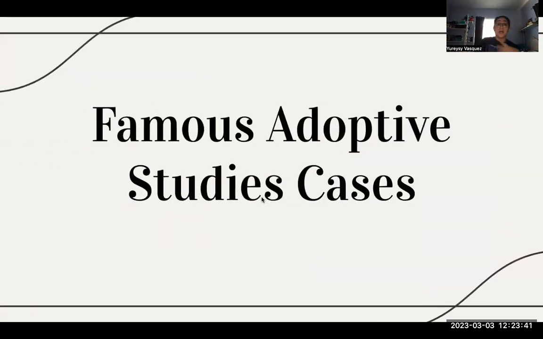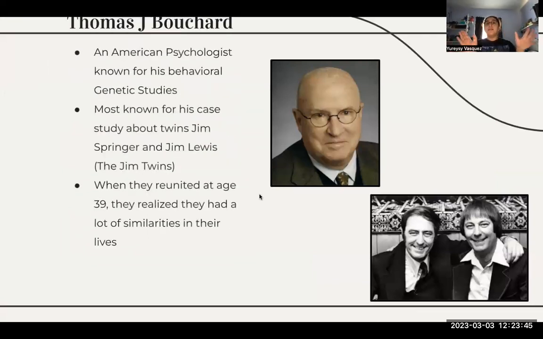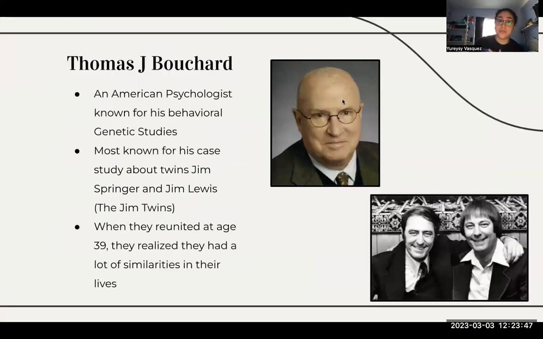So here are some famous adoptive study cases. There was a really famous study done by an American psychologist known as Thomas J. Bouchard. He was born in the 1930s. He studied genetic behavioral studies most of his life, and he did a lot of adoptive studies. But one of the most famous ones was with Jim Springer and Jim Lewis, the Jim twins. They were twins that were separated and put into different homes, and they reunited at age 39 when they realized they had a lot of similarities in their lives.